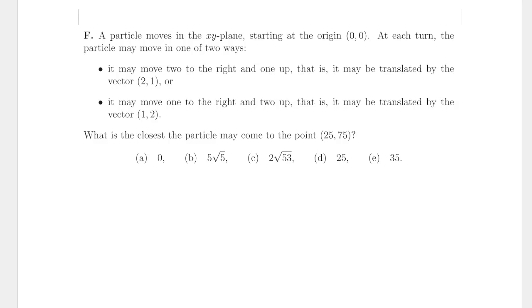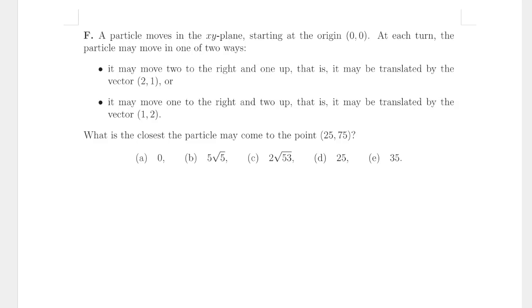Alright, question F. A particle moves in the xy plane, starting at the origin (0, 0). At each turn, the particle may move in one of two ways. It may move 2 to the right and 1 up, that is, translated by (2, 1), or it may move 1 right and 2 up, that is, translated by (1, 2). What is the closest the particle may come to the point (25, 75)?